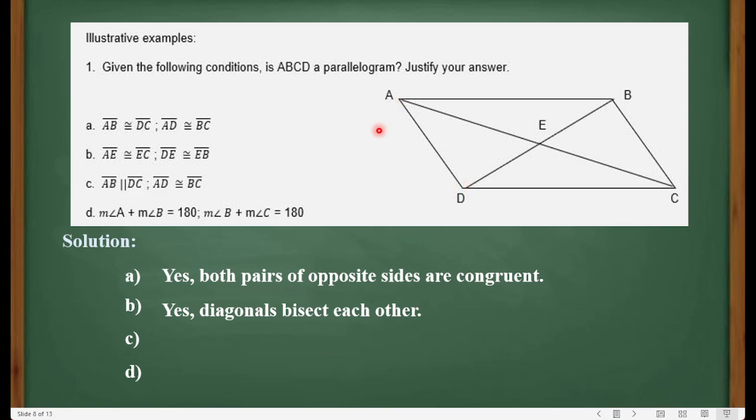okay? As I move the pointer, you will notice that the shape of the quadrilateral is not a parallelogram, but what kind of quadrilateral? If this is where we find D, it's a trapezoid. Therefore, the answer to letter C is no. The reason is the quadrilateral can be a trapezoid. Okay? Next.